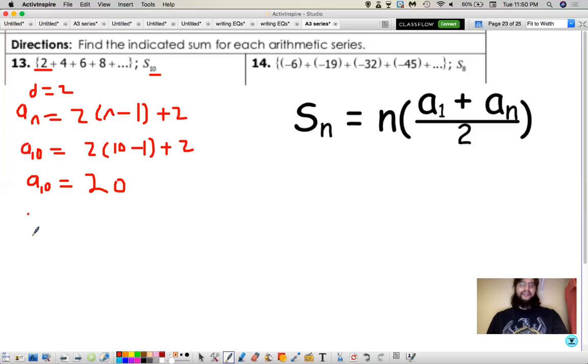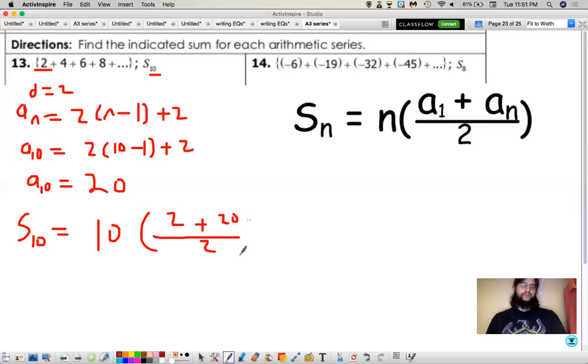So S10, the series, the summation, the partial sum is what it really is, of this thing from 1 to 20, or from 1 to 10, will be 10 times 2 plus 20 over 2. 22 over 2 is 11, times 10 is 110.